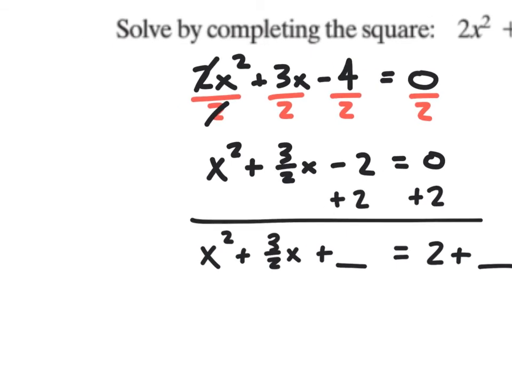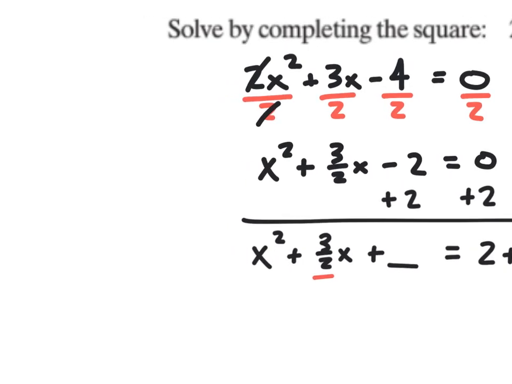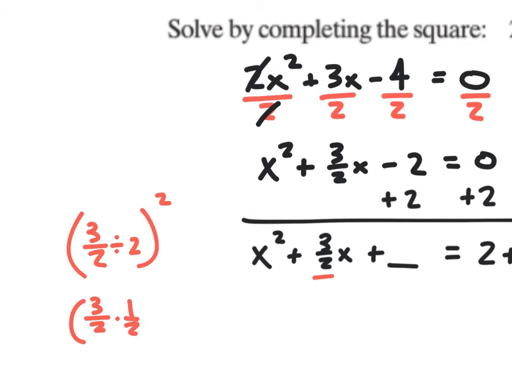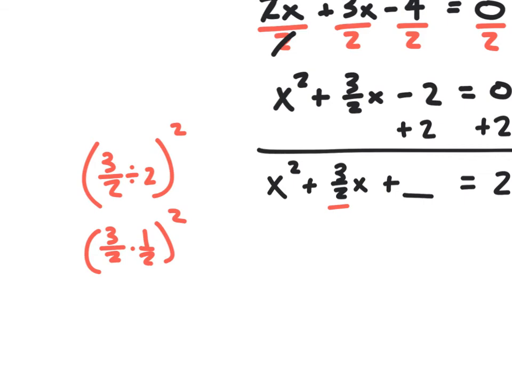So same thing that I did before. I'm going to take my middle term coefficient, 3/2, and divide this by 2. I'm going to write it like this because we're dealing with fractions, and then I'm going to square it. Now, dividing fractions means I am also multiplying by the reciprocal. So I'm going to write this as 3/2 times 1/2, squared. And then I'm going to do 3 times 1, which is 3, 2 times 2, which is 4, so I get 3/4, and then squared.